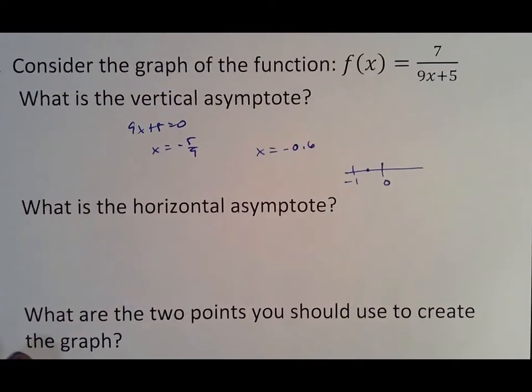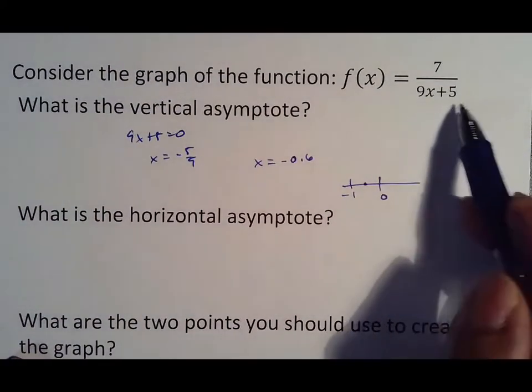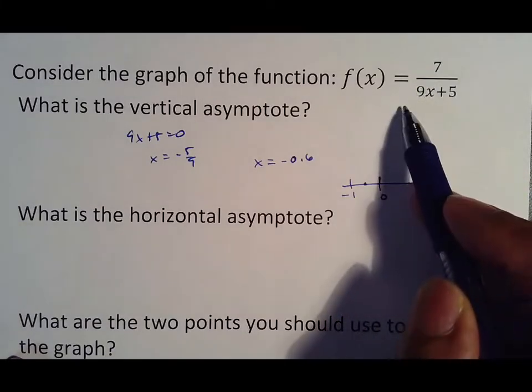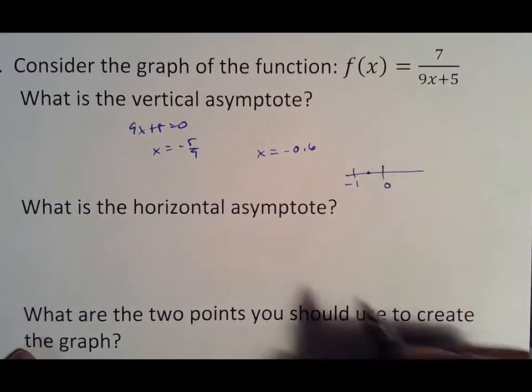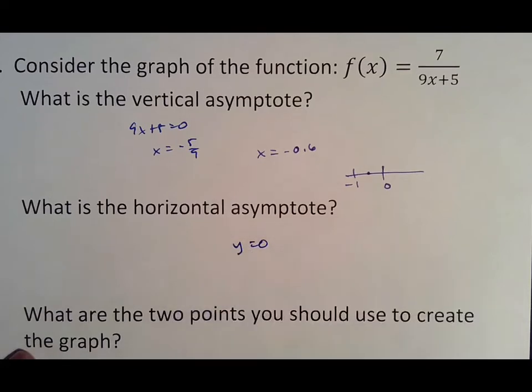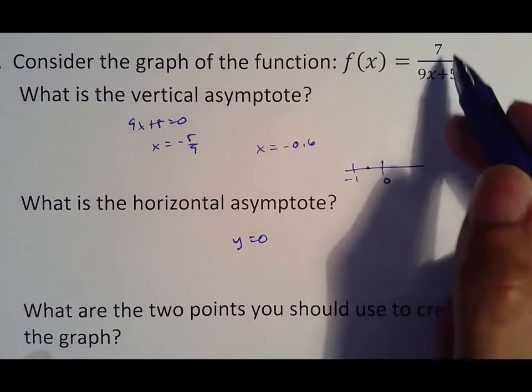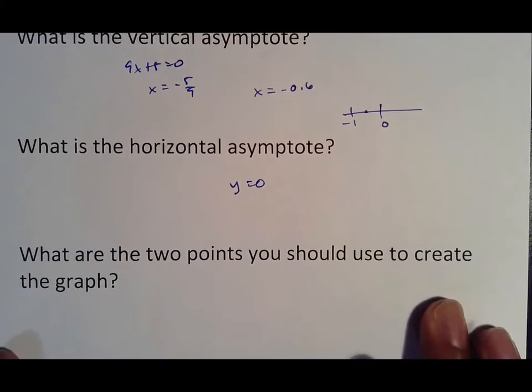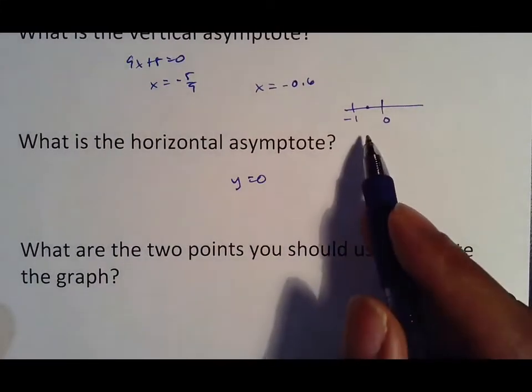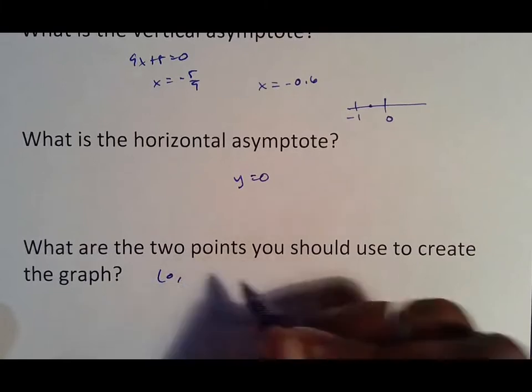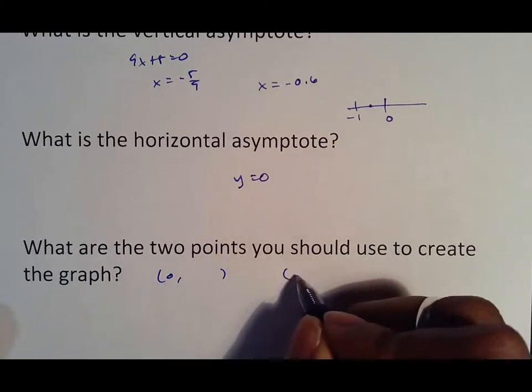Anyway, the horizontal asymptote is the same. No matter how big this number is, I'm going to do 7 divided by billion, billion, billion numbers. That'll be y equals 0. That number is just going to get bigger. It's going to be 7 divided by a big number, which is 0. So the 2 points we are going to use based off of this are 0 comma something and negative 1 comma something.